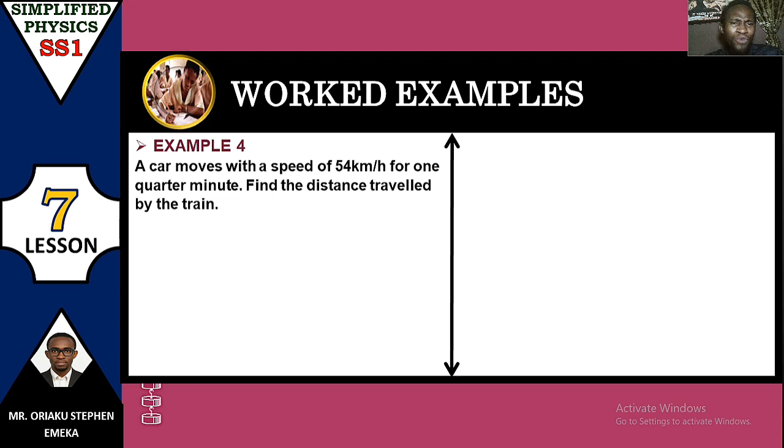Okay, next example, example 4. A car moves with a speed of 54 km per hour for 1/4 minute. Find the distance traveled by the train. Now we have the speed here as 54 km per hour, and we have the time. The time is 1/4 minute.